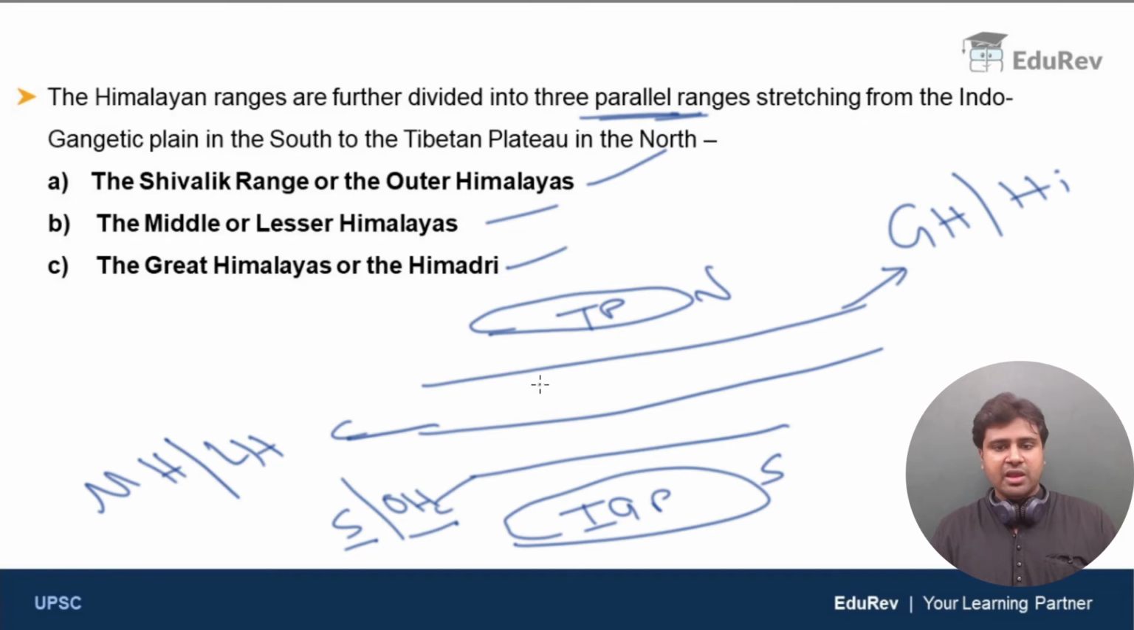As of now, you just have to understand the division of the Himalayas, and keep in mind that between the Tibetan Plateau in the north and the Indo-Gangetic Plain in the south, you have three parallel ranges of Himalayas. Starting with the southernmost one, Shivaliks or the outer Himalayas. The next one is the middle Himalayas or the lesser Himalayas. And the northernmost one is the great Himalayas or the Himadri. Clear, right? So let me just continue.